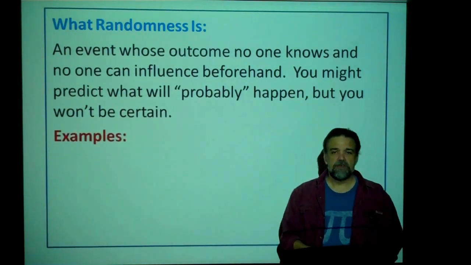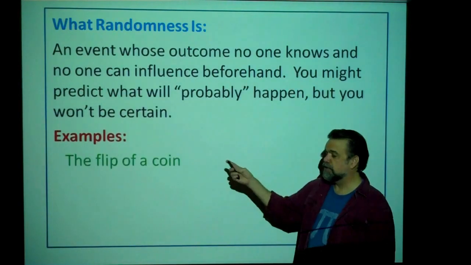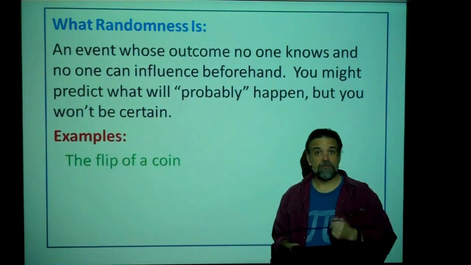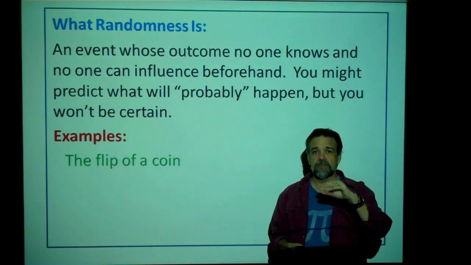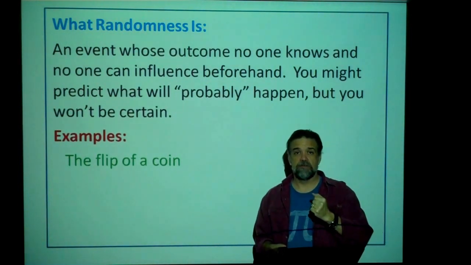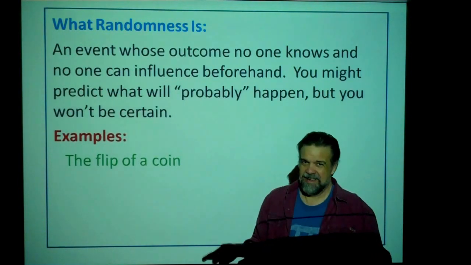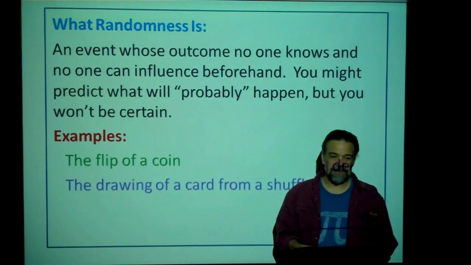So, an example, the flip of a coin. I know exactly what my two outcomes might be. Don't say it's going to land on the edge, that never happens, okay? It's either going to be a head or it's going to be a tail. Which one is it? I don't know. That's the random part, okay?